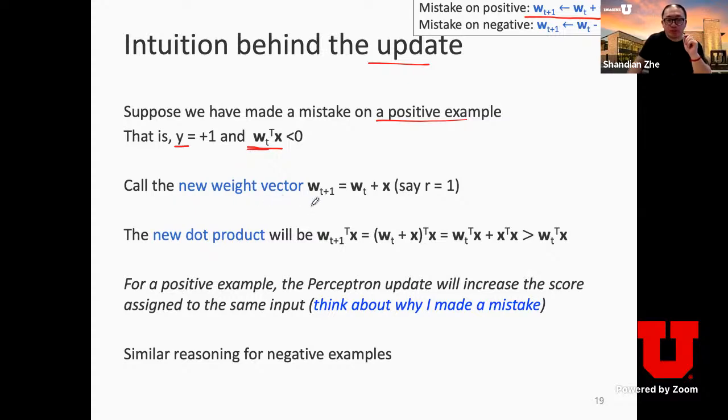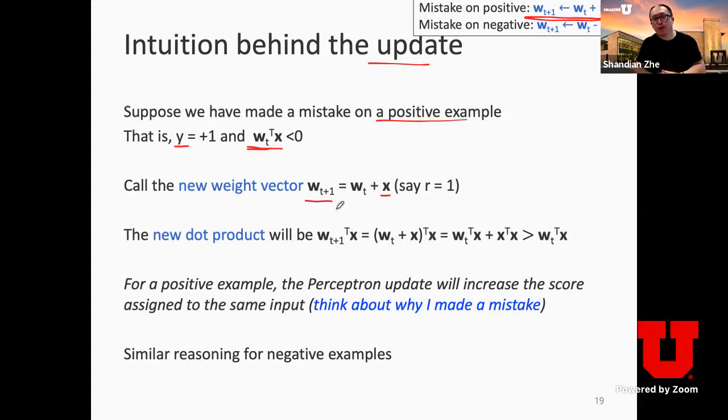We just denote our updated weight vector by WT plus 1. The current model is parameterized by WT. After one update, we denote our new weight vector by WT plus 1. Just copy the updating rule here, and we simply set R equal to 1, the learning rate equals 1. So we get WT plus 1 by adding WT with X.